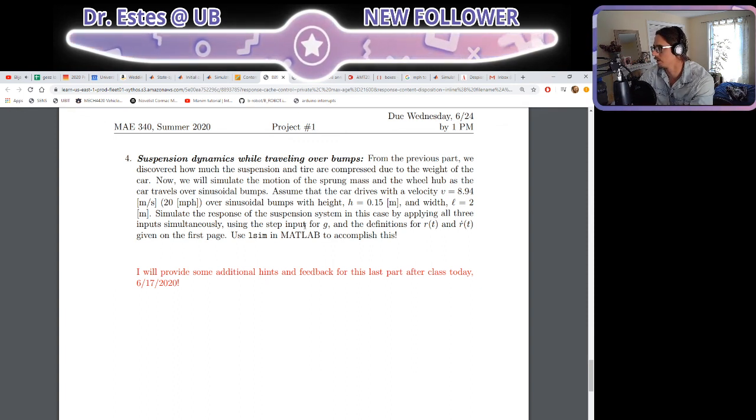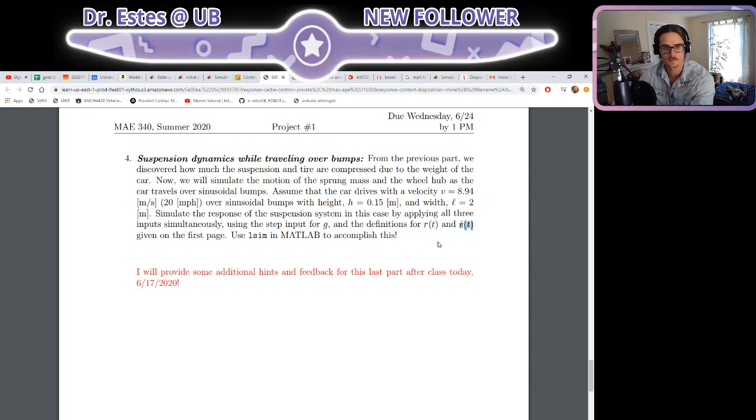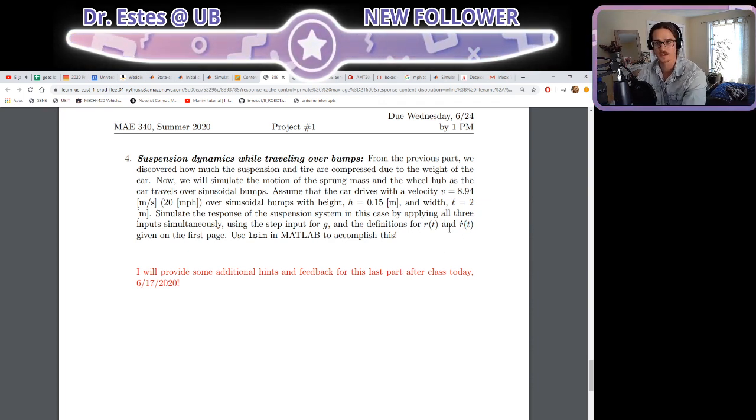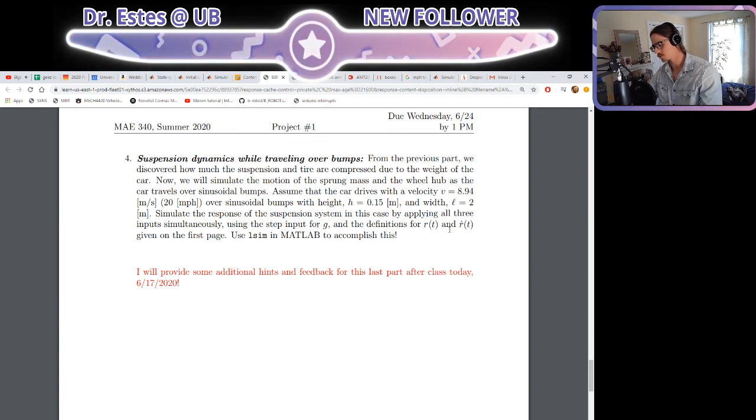All right. You have 1 input from gravity. You have 1 input, which is the position of the road surface, how it's changing. And you also have the velocity change of the road surface. We need all 3 pieces of information to accurately simulate the suspension.